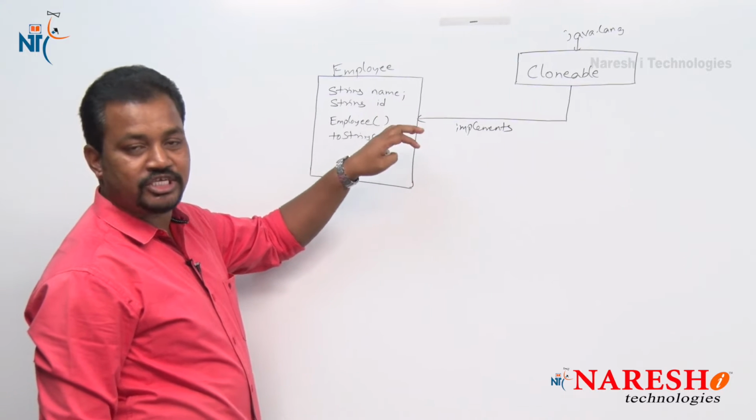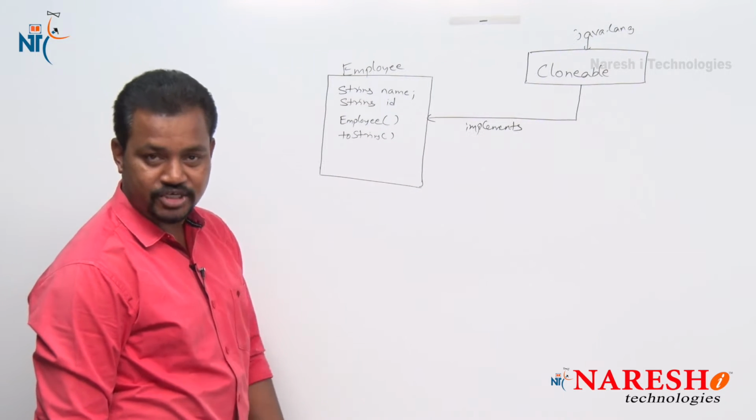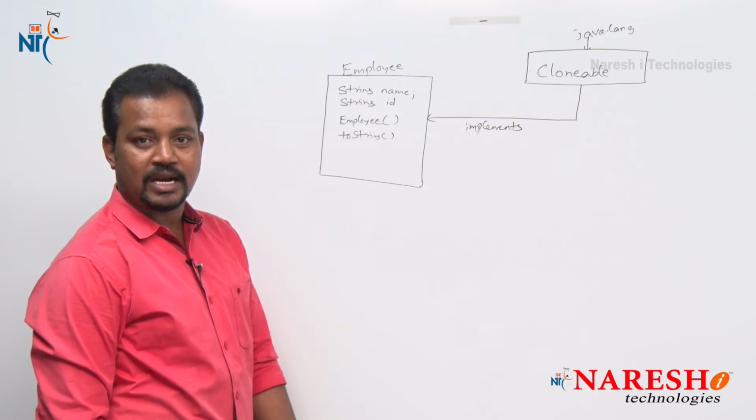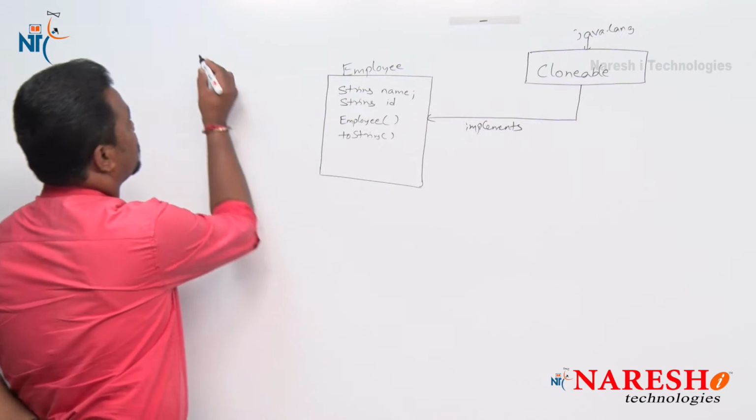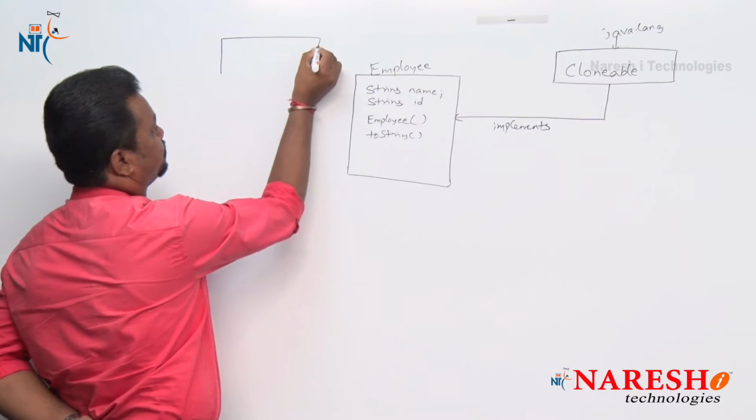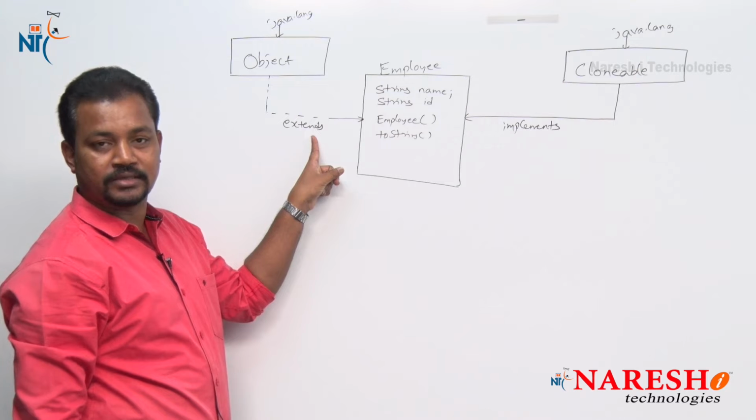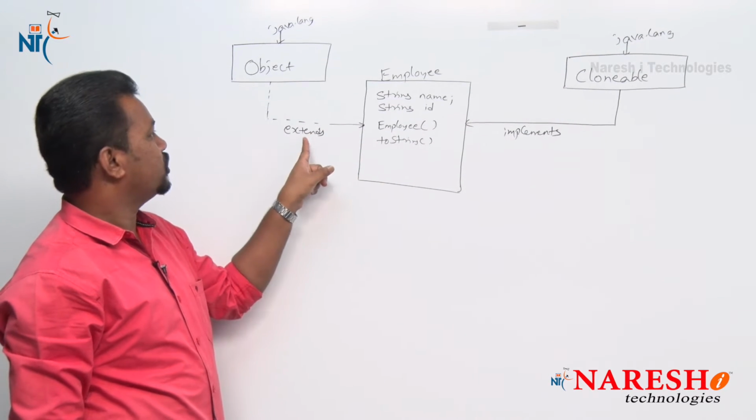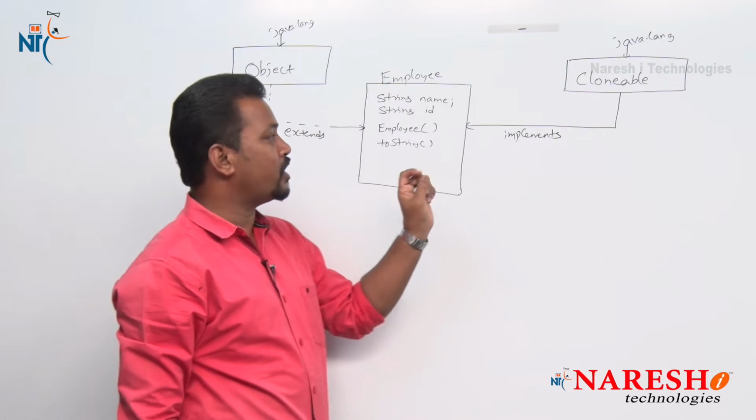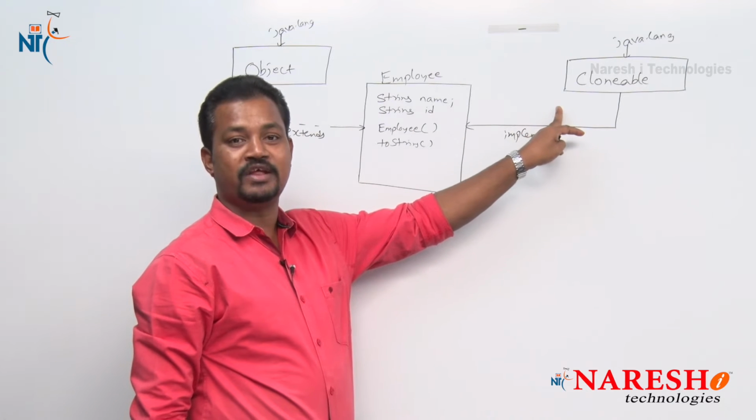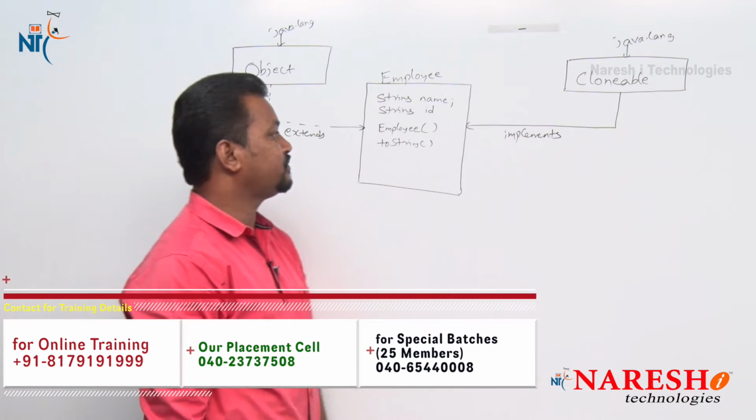We already said that whatever classes we declare within the Java application are automatically extended from the superclass Object, which means the Object class is automatically linked. Whatever classes we declare have been extended from the Object class. And whenever I want to perform the cloning process, the user defined class must implement the Cloneable interface.